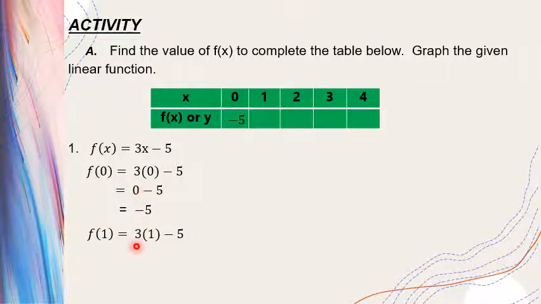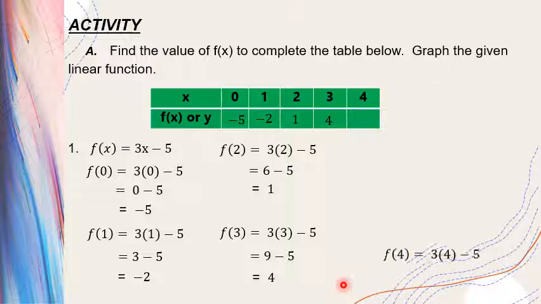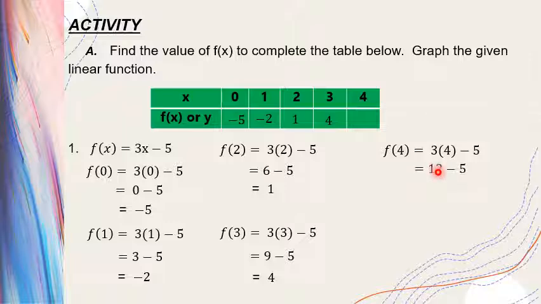If x equals 1, then 3 times 1 minus 5 is 3 minus 5, which is negative 2. So I write negative 2 there. Then if x is 2, then 3 times 2 is 6, and 6 minus 5 is 1. Then I write 1 there. For f of 3, 3 times 3 is 9, minus 5, then we have 4. And write 4 there. And the last one, if x is 4, then 3 times 4 is 12, minus 5 is 8. Then write 8 there. So the table is complete.